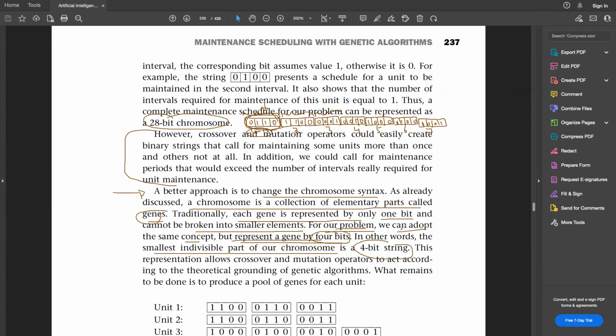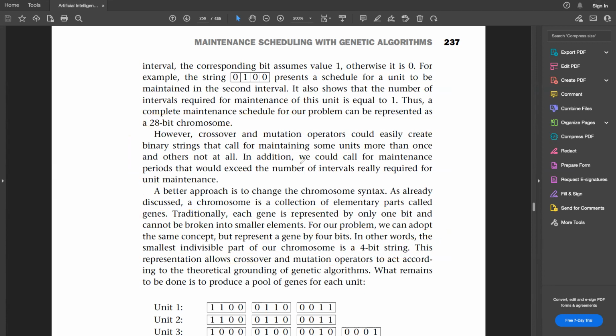So if we represent our chromosome, our genes, as 4-bit strings, then we can perform crossover and mutation operators quite easily. It may not be that complicated. We can perform that quite easily. So what remains to be done is to determine what these 4-bit genes are that we can associate with each unit. Okay, what are the 4-bit genes that we can associate with each unit?